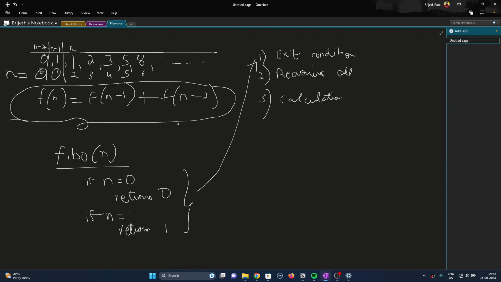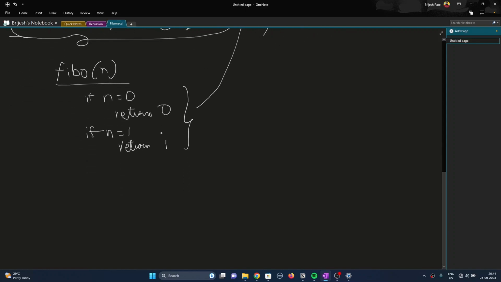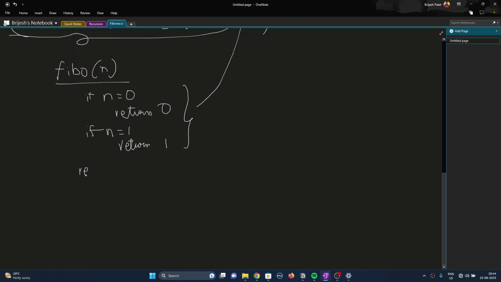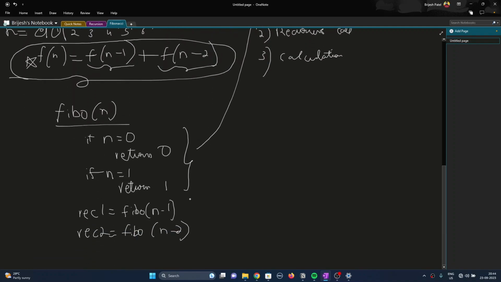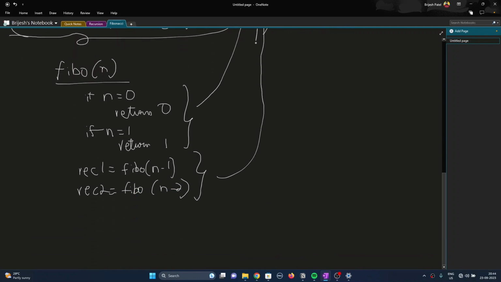Okay. The next thing we need to do is the recursive call. As you can see, the function that we defined here will consist of two recursive calls. We'll not just be calling f of n minus 1, but also f of n minus 2. So we can write it like this: recursive call 1 will be equal to Fibo of n minus 1, and recursive call 2 will be equal to Fibo of n minus 2. These both are our recursive calls.